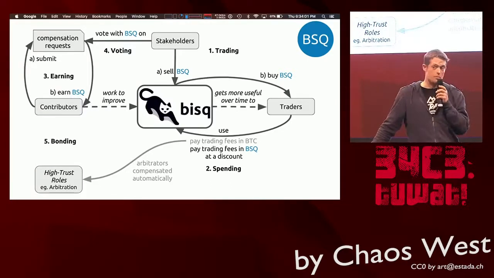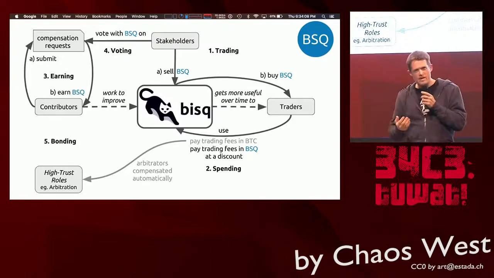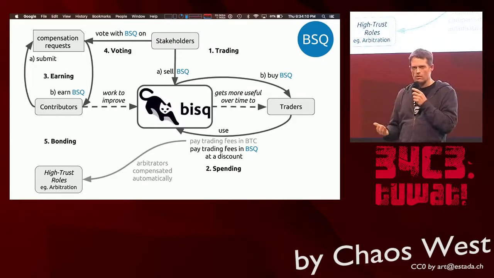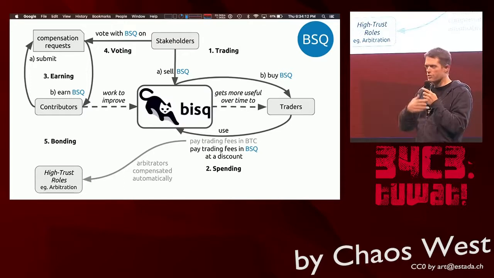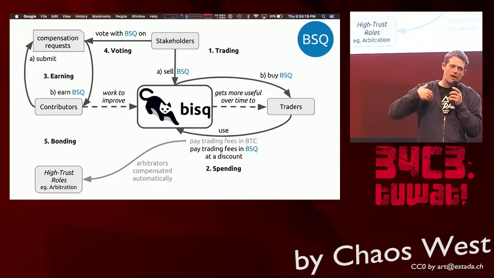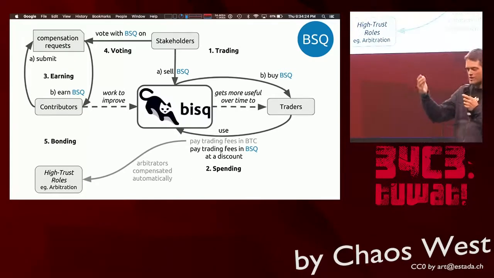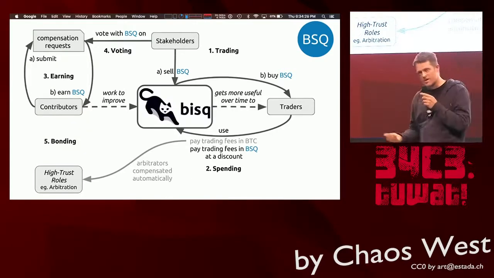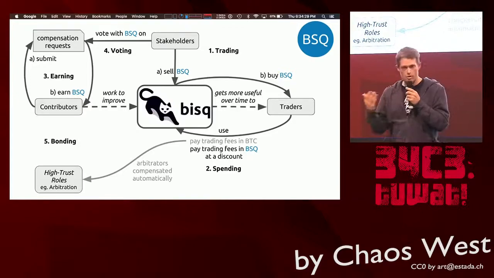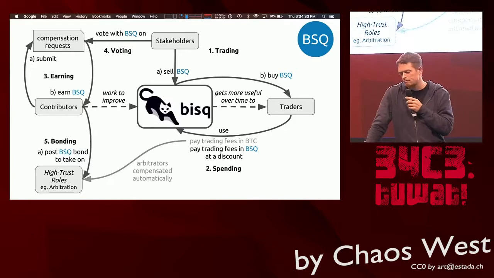And the fifth function is bonding. For roles in the DAO that are inherently high trust, something like an arbitrator, that's a very high trust role. A bad actor arbitrator could wreak terrible havoc on Bisq and its network. So the fifth function of BSQ is that high trust roles can bond in BSQ, can put up a very large amount of BSQ, and that BSQ can be confiscated if that arbitrator, say, or other kind of bonded contributor, trusted role, acts badly.